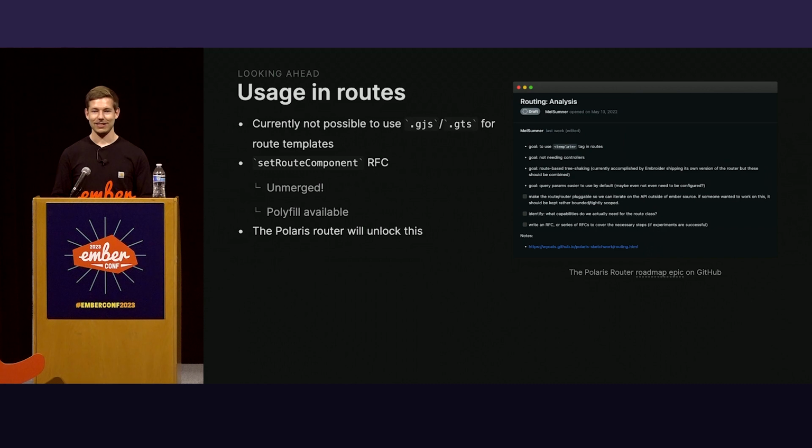Theoretically, you can already have an app that is fully on template tag components. But ultimately, you just want to wait for the Polaris router, because that's really one of the main pillars there: that you can use template tag components in your routes.